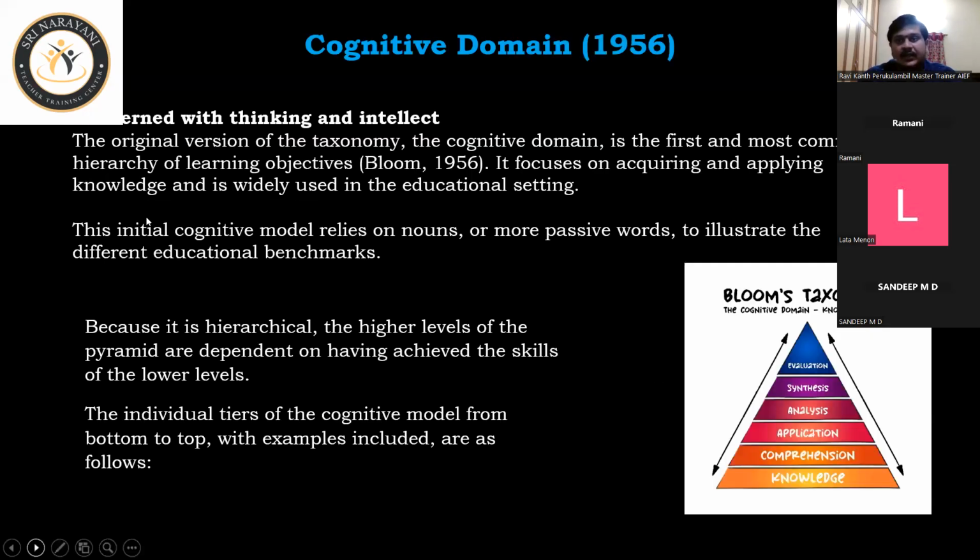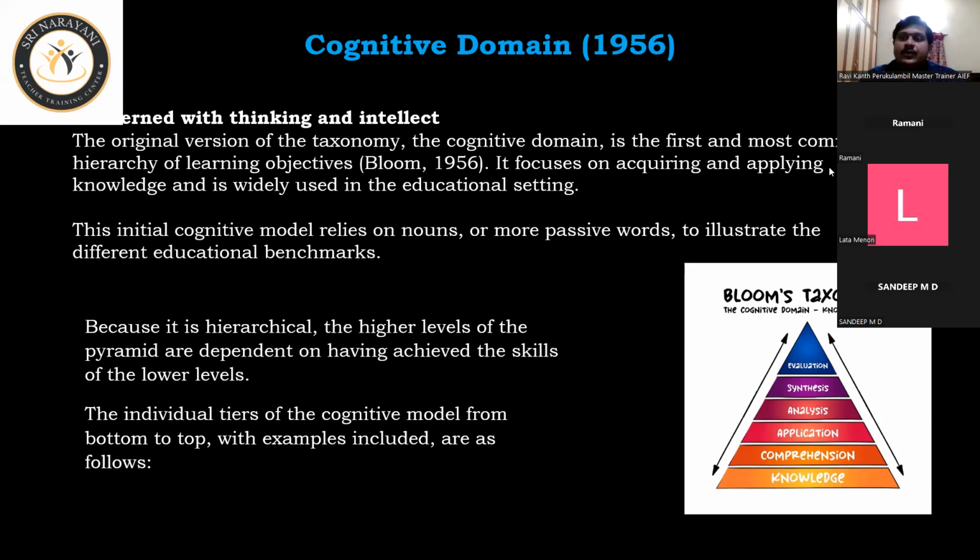So let us start with the domains of Bloom's taxonomy. The first one is the cognitive domain, which was published in the year 1956. It is related to the thinking and intellect of the child. In the original version of the taxonomy, the cognitive domain is the first and most common hierarchy of learning objectives. It focuses on acquiring and applying knowledge and is widely used in the educational setting. So this is the first and most important domain. We all know about it.